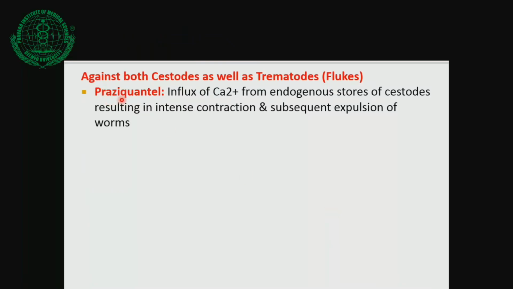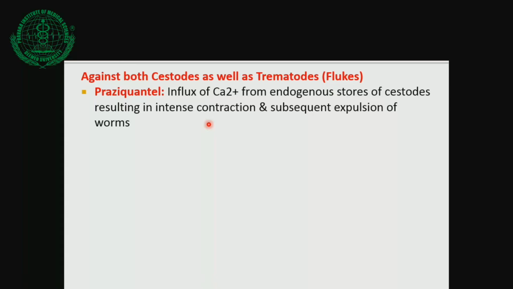And the next and last drug is the Praziquantel. It is active against both cestode as well as trematode, okay, a calcium influx. So what does the Praziquantel do? It causes influx of calcium. So excessive entry of calcium inside the parasite from endogenous stores of cestode. So from outside also and from endogenous stores.